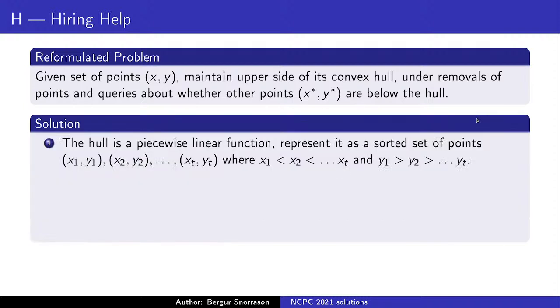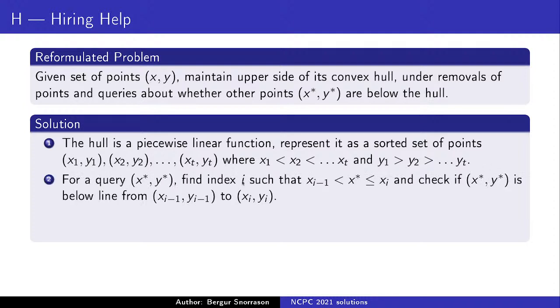So here's how to solve it. This upper side of the hull is a piecewise linear function, so it's convenient to represent it as a sorted set of points, x1, y1 up to xt, yt, where t is the number of points in the hull. You have them sorted so that x1 is less than x2 is less than xt, and also y1 is larger than y2, larger than yt. So it's sorted in ascending order by x and descending order by y. The hull will always look like this. It will always be a decreasing function like this.